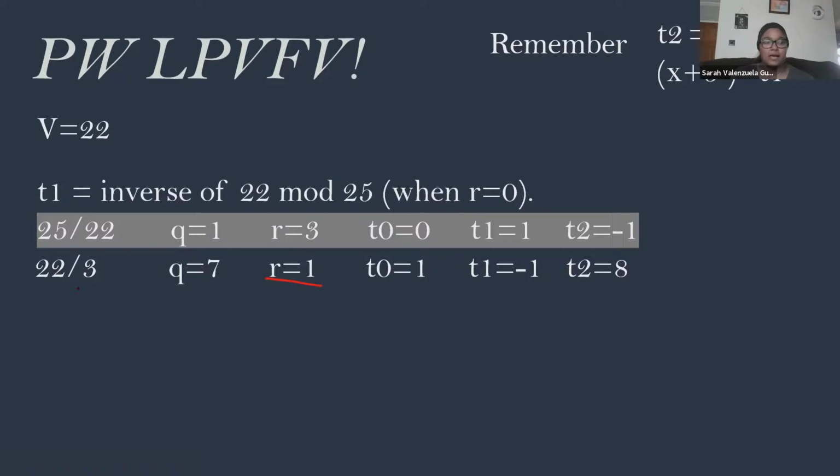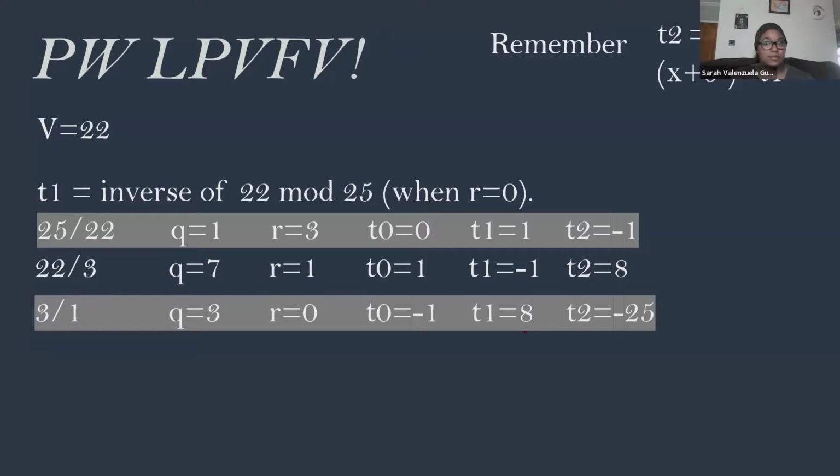Then next, our B is going to turn into our A. Our reminder is going to be our B. Quotient is equal to 3, and our reminder is 0. Then T0 is T1. T1 is T2 from the previous row. As our reminder is already 0, we don't really care about T2 now. So we have that T1 is equal to 8. Therefore, X is equal to 5.